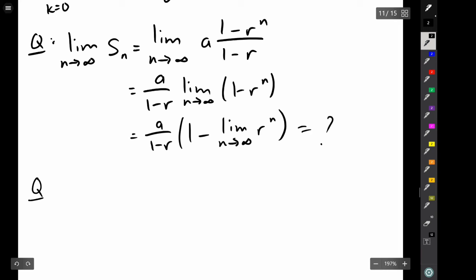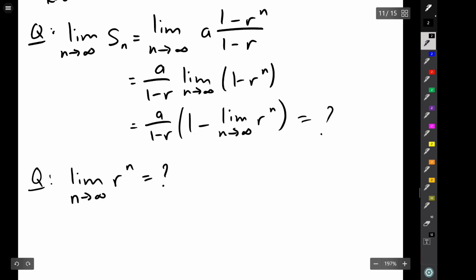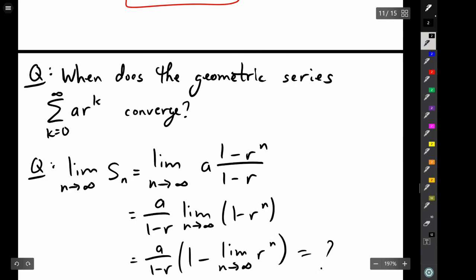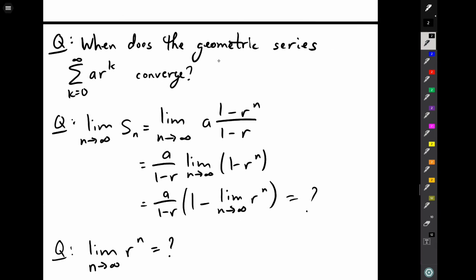And the main question here is, well, what is this? What is going on here? If we can answer this question, then we can answer this question. And if we can answer this question, we can answer this question. Right? So we have a nice sequence of questions here that the answer to this is determined by this. The answer to this is determined by this. So let's try and answer that last question.